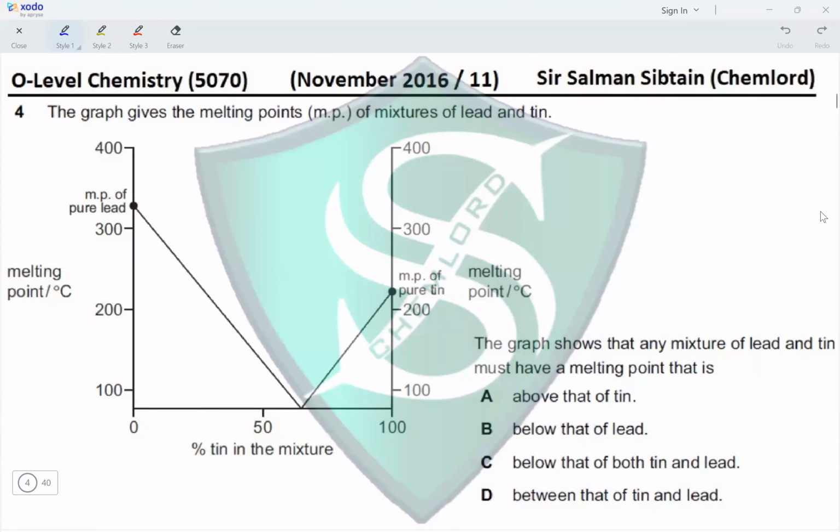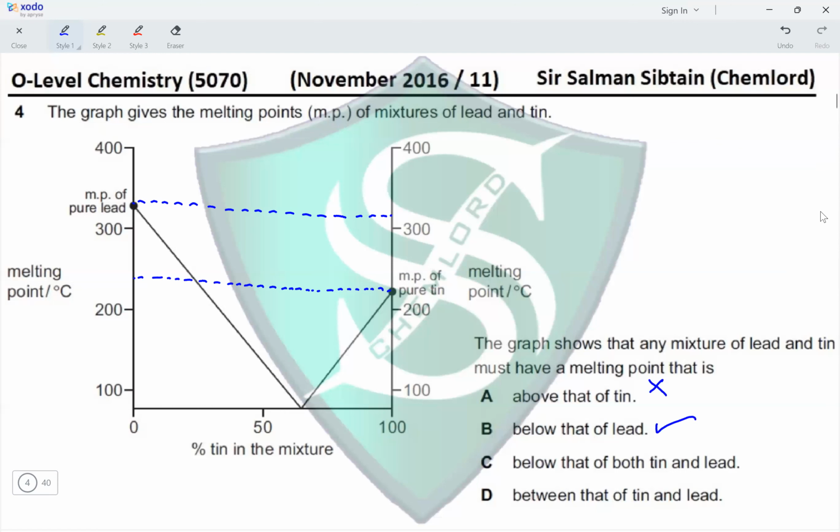Question 4. The graph gives the melting points of mixtures of lead and tin. So the melting point of pure lead is the highest out of all the mixtures, while the melting point of pure tin is between some of the melting points of the mixtures. Okay. So the graph shows that any mixture of lead and tin must have a melting point that is above that of tin. No, we've got mixtures that have a melting point lower than tin. Below that of lead, yes, lead has got the maximum melting point. So the melting point of any mixture, including pure tin, is lower than the melting point of lead.